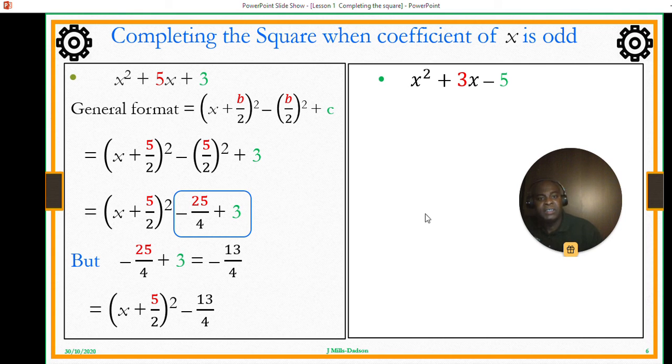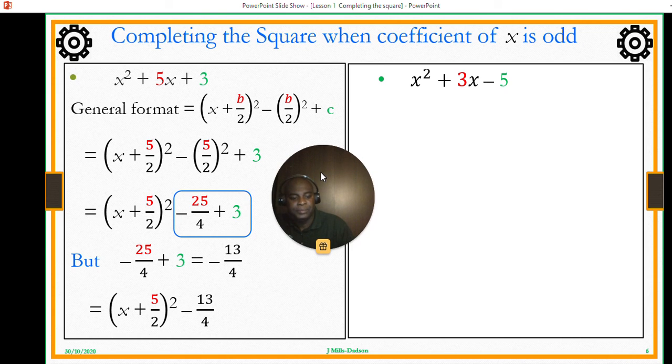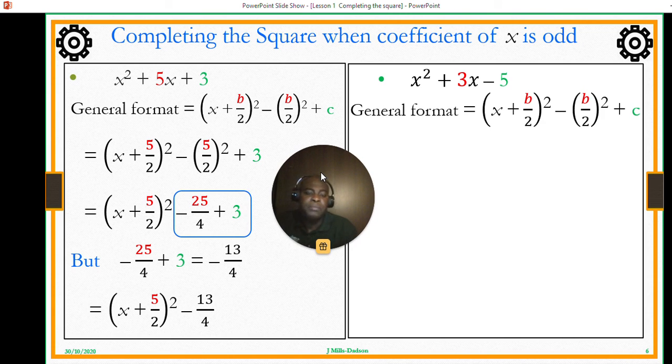Let's look at the second example. B is 3, so if we divide it by 2, we have 3 over 2. Like I said, maintain the fraction. Do not use decimals. So we slot 3 over 2 in the formula. That's what we have. You should now be conversant with the formula and how to substitute b over 2.